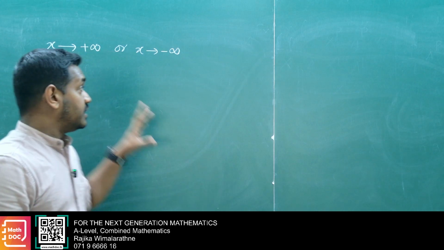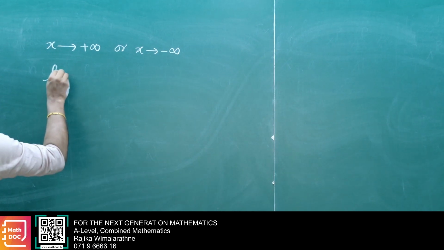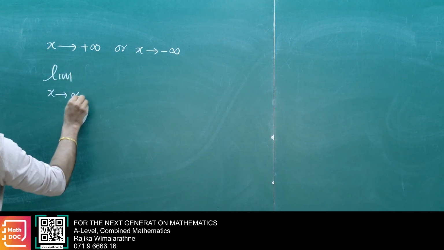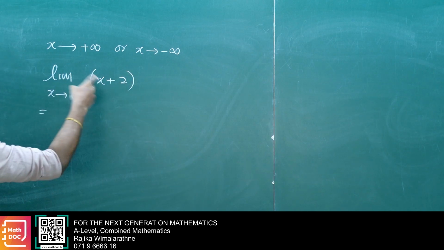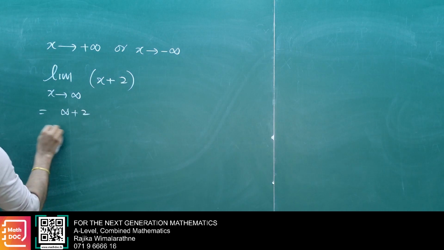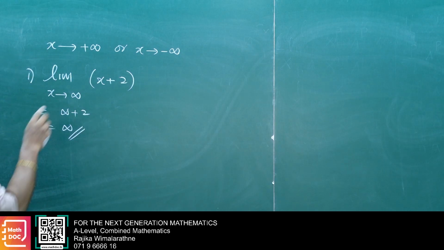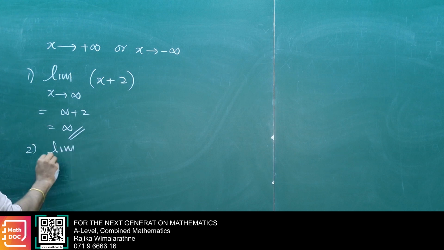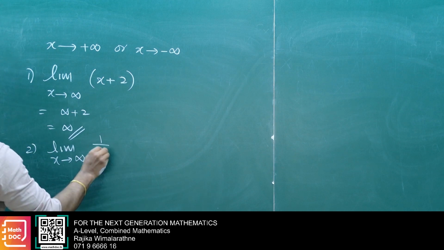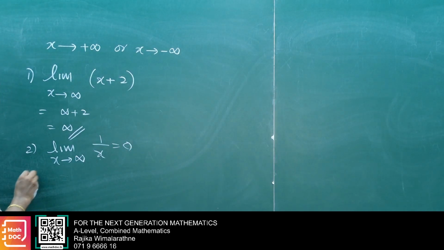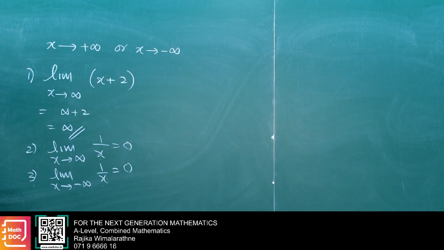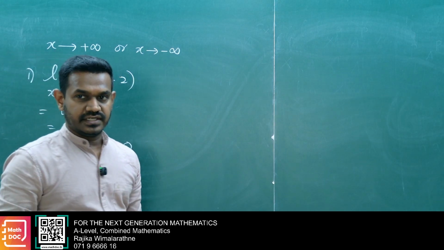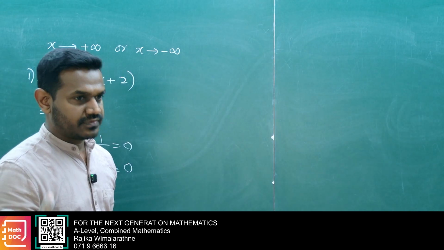Okay, then see this one: limit as x goes to infinity of x plus 2. When you substitute, infinity plus 2 is infinity. No issue, we can directly substitute in this case. Then limit as x goes to infinity of 1 over x: 1 over infinity is 0. Third, limit as x goes to minus infinity of 1 over x: 1 over minus infinity is 0 again. 1 over infinity goes to 0, and that can be plus or minus infinity, both.